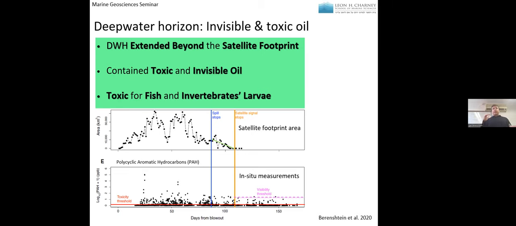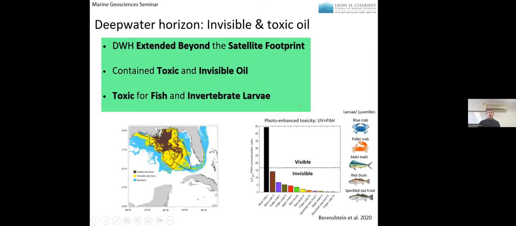And so using these two thresholds, the visibility threshold and the toxicity threshold, I managed to create three meaningful portions for the spill. The visible and toxic portion, the invisible and toxic portion, and the invisible and non-toxic portion. And when I plug these three portions into our model, we got this map.